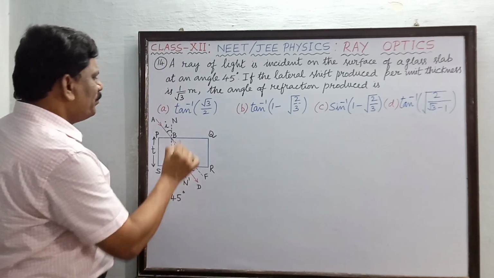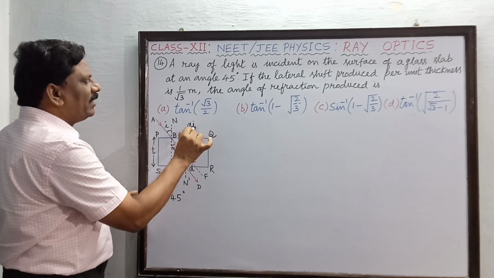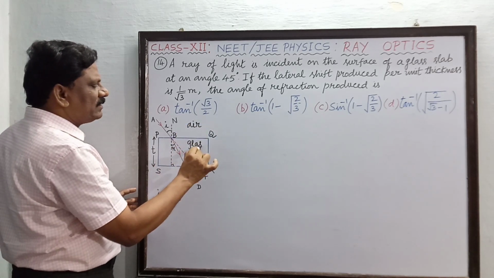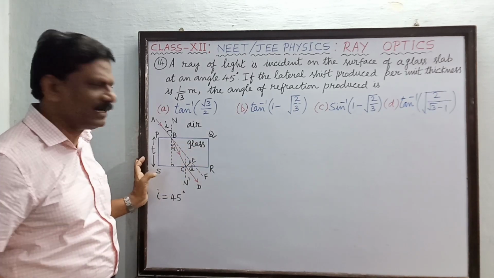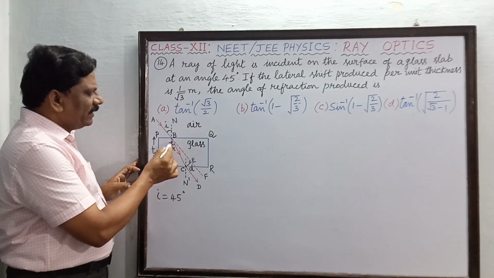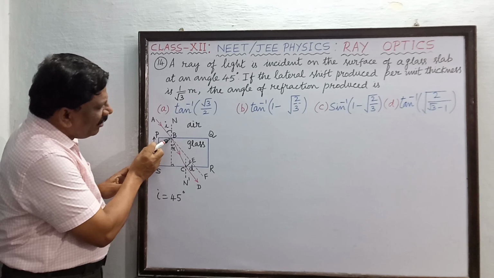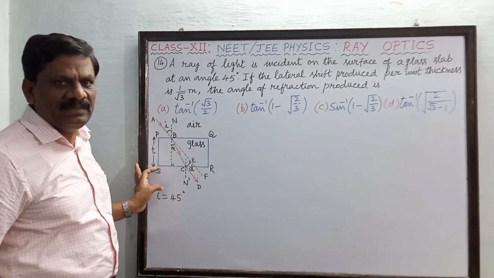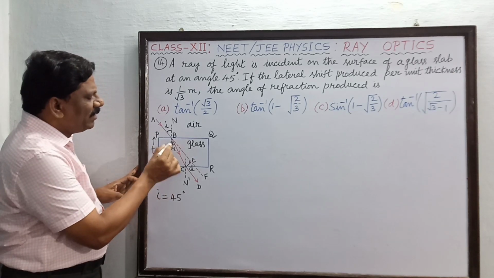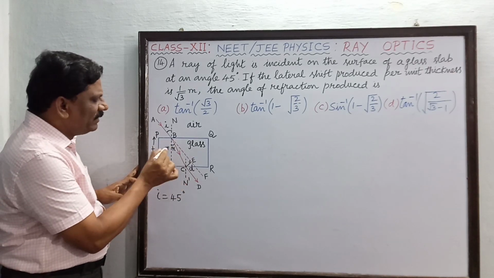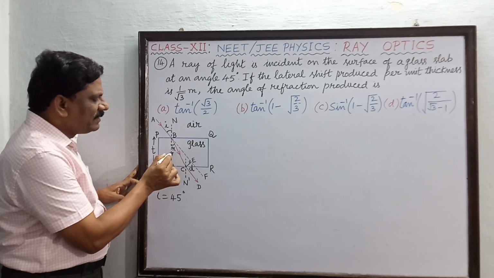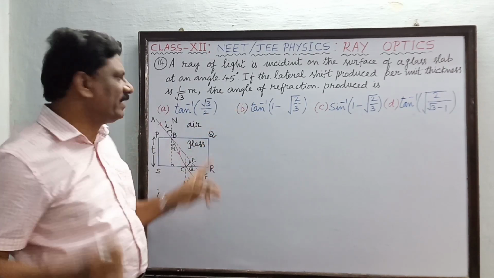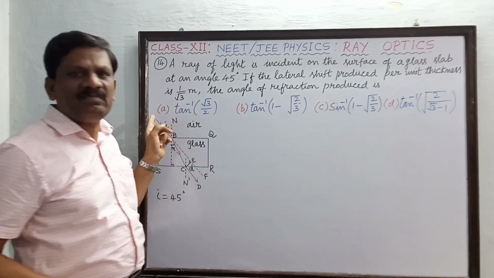So what is the medium here? Outside the slab the medium is air. Inside the slab the medium is glass, which is denser than air. Therefore, you can see the ray after entering the glass slab is refracted along the path BC, so that the angle made by the ray BC with the normal is r. So r is the angle of refraction. This only we have to find out. What is the angle of refraction? Is it given by any one of these? We have to find out.